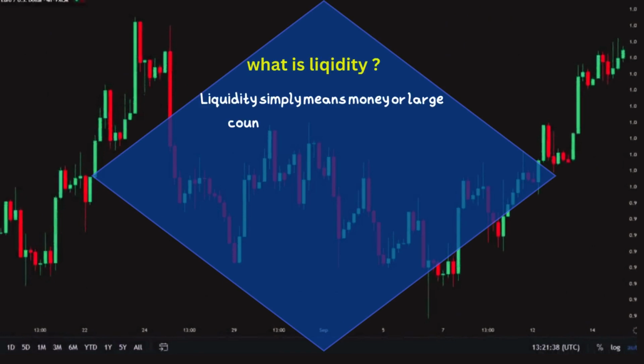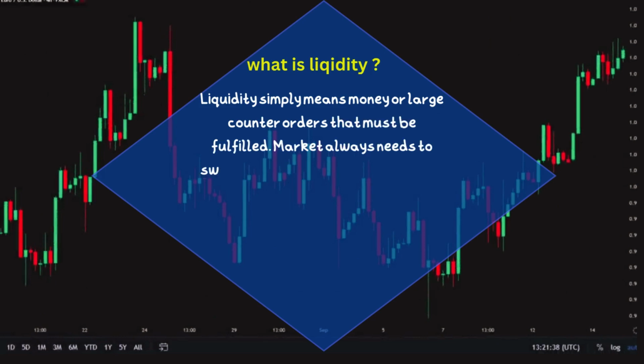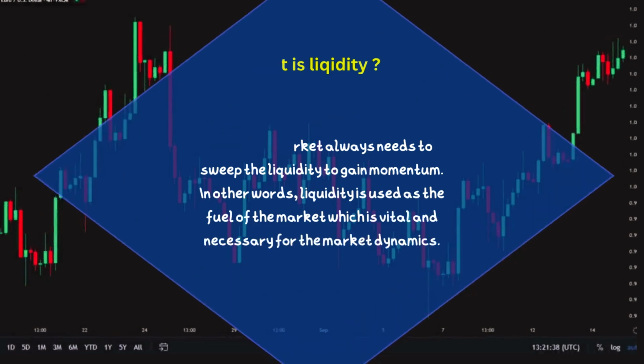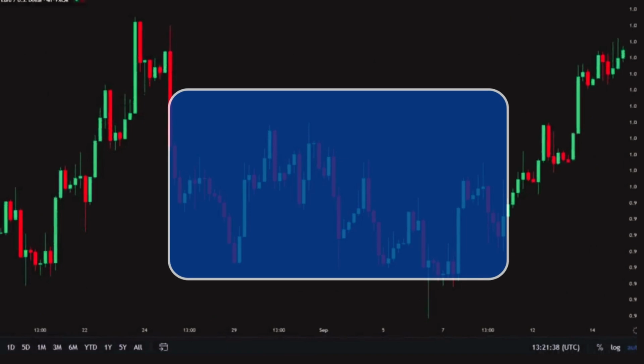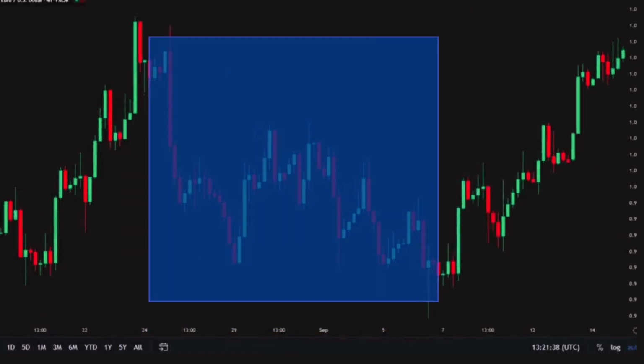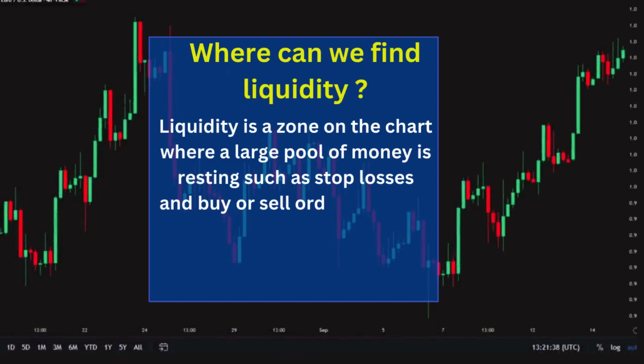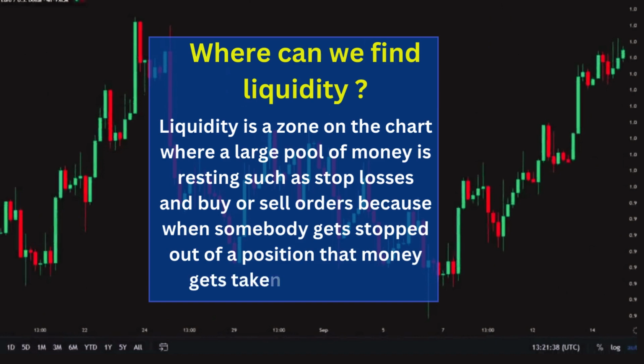Liquidity simply means money or large counter orders that must be fulfilled. The market always needs to sweep the liquidity to gain momentum. In other words, liquidity is used as the fuel of the market, which is vital and necessary for the market dynamics. So, where can we find the liquidity? Liquidity is a zone on the chart where a large pool of money is resting, such as stop losses and buy or sell orders, because when somebody gets stopped out of a position, that money gets taken by the market.